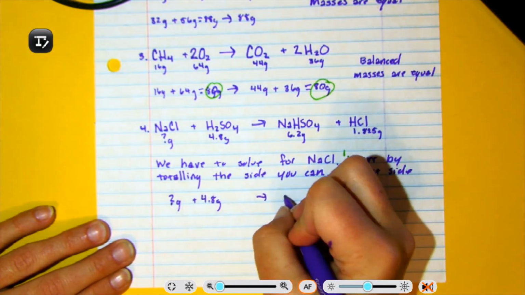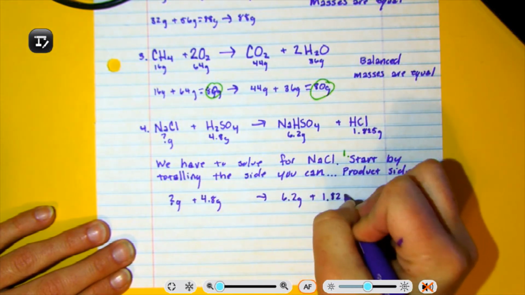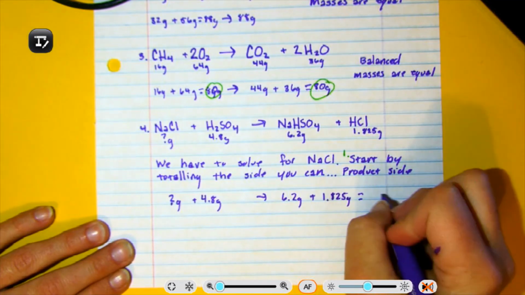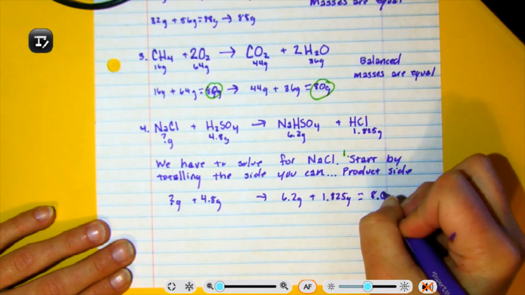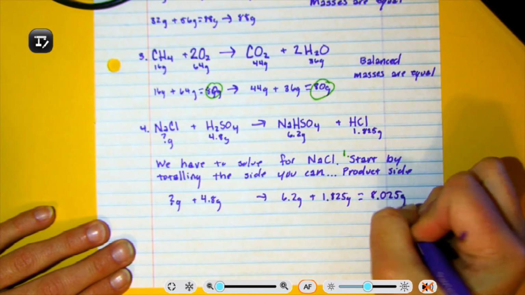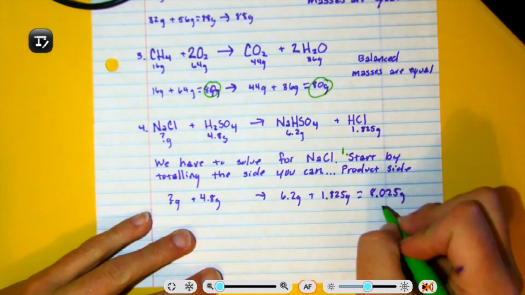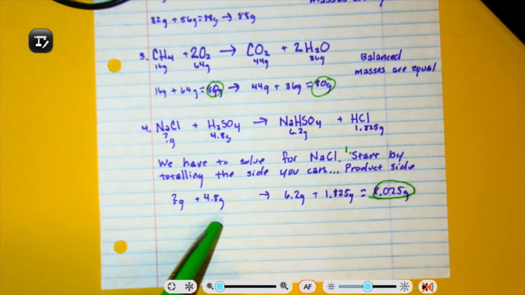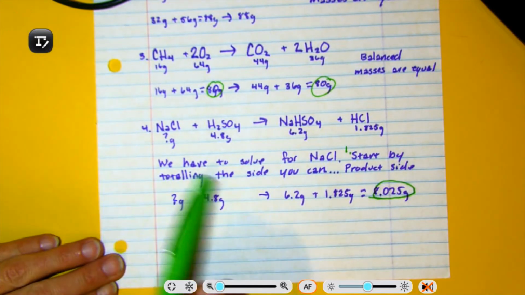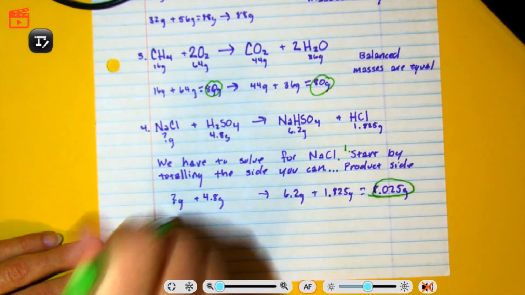All right, and then over here I had 6.2 plus 1.825 grams, and that's going to equal, I used a calculator, and I don't care if you guys do, 8.025. I just need to know that you know the steps. So that's my total over here on this side. Well, if the law of conservation of mass says that whatever I start with is what I'm going to end up with, then I know that if I have 8.025 grams over here, I should have started with that, right?